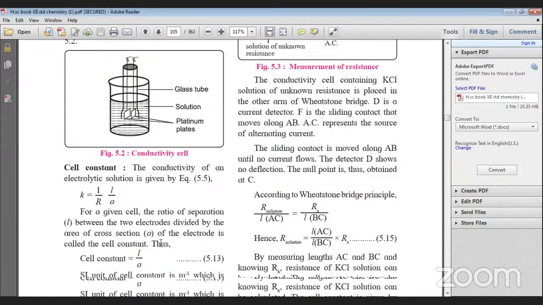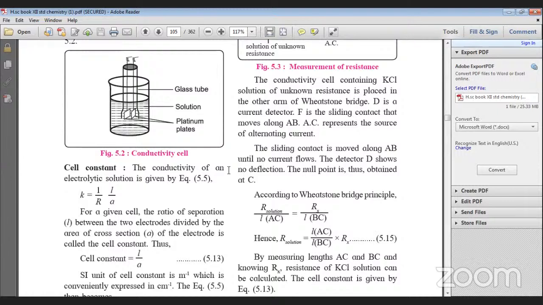Now, cell constant. We have also seen that the conductivity of an electrolytic solution is given by the formula. You are aware that the conductivity of an electrolytic solution is 1 upon R times L upon A, where R is the electrical resistance. Now, what is L here? L is the separation between the two electrodes, which is divided by the area of cross section of an electrode. So L is the separation of two electrodes, and A is the area of cross section of an electrode. This is called the cell constant.